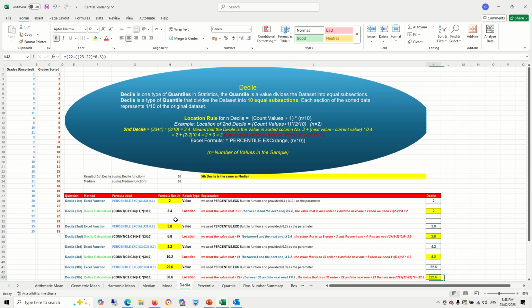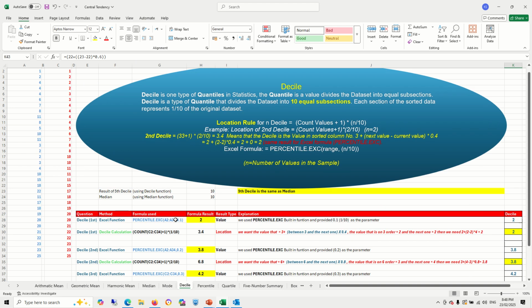Now we are going to talk about decile. We have as measures of central tendency, decile, percentile, and quartile. Decile, percentile, and quartile, they are types of quantiles. The quantile in statistics is a value that is dividing the data set into equal subsections. So quantile is dividing the data set into equal subsections.